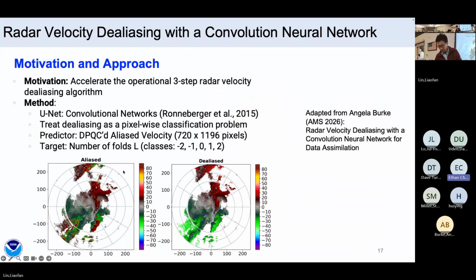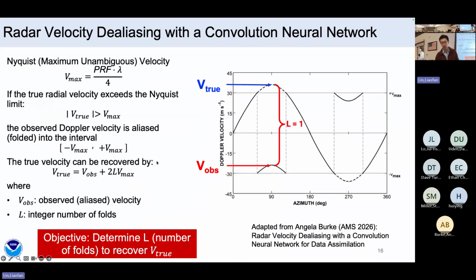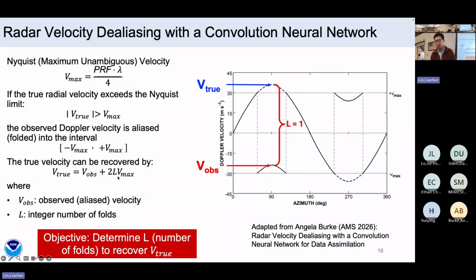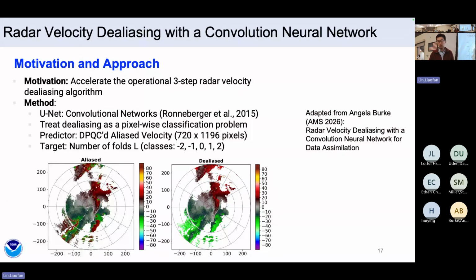So the true velocity can actually be recovered using this equation: V observed plus 2L times Vmax. So in this kind of study, the goal is to determine the L, the number of folds, to recover the V true, the true velocities. And this study, I forgot to mention, is led by Angie Burks. The motivation for this part of the study is to accelerate the operational three-step radar velocity dealiasing algorithms using machine learning based methods.